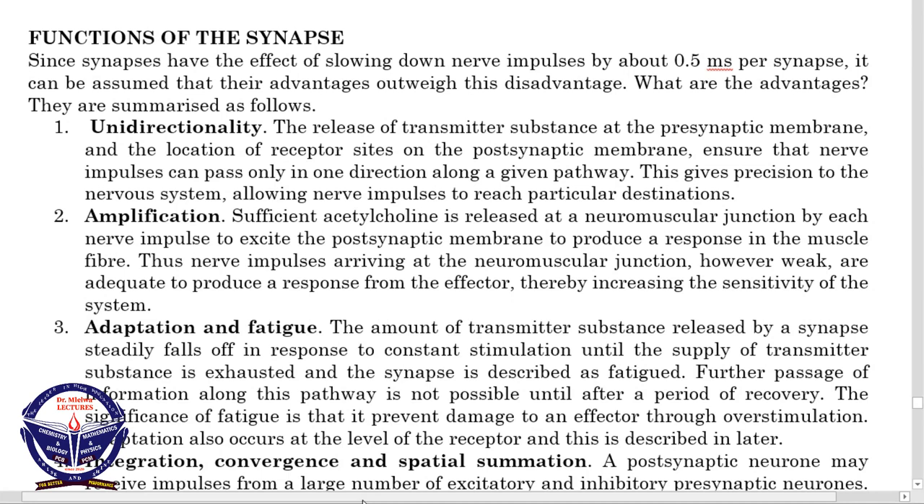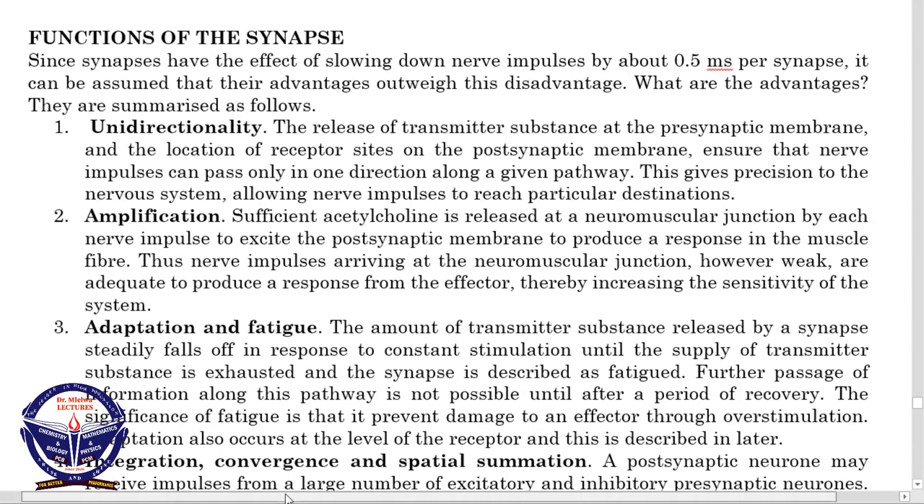So most of these functions we have already discussed, but here is just the explanation of how they are taking place in the synapse. So the first thing that we need to know is that we have a delay of about 0.5 millisecond in the transmission of the nerve impulse across the synapse. This is actually disadvantageous, because with this 0.5 millisecond delay, we can delay responding to different stimuli, and delay in responding to a stimulus can lead to different effects to the body.